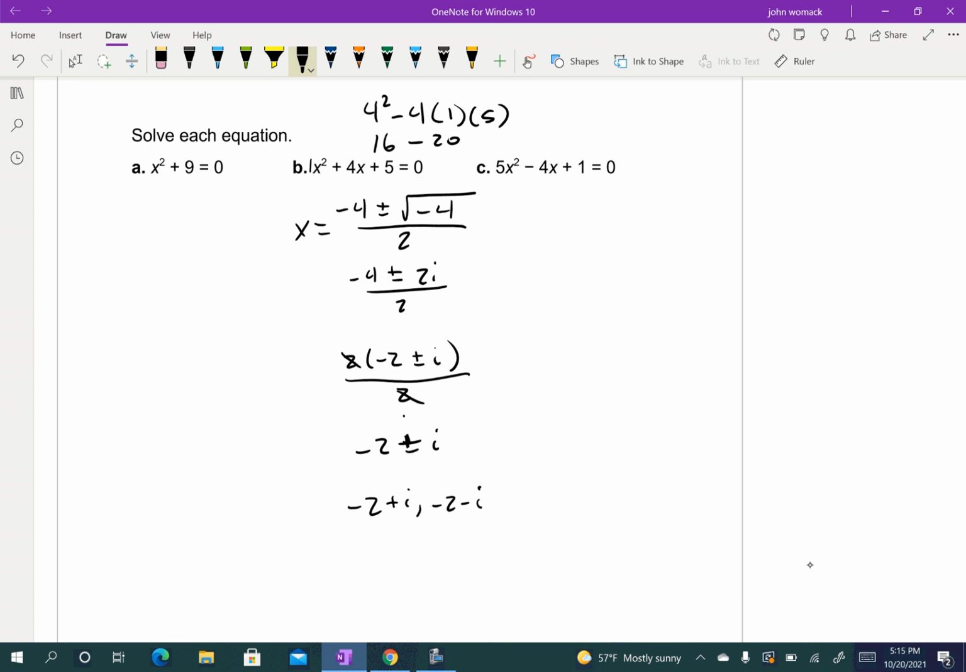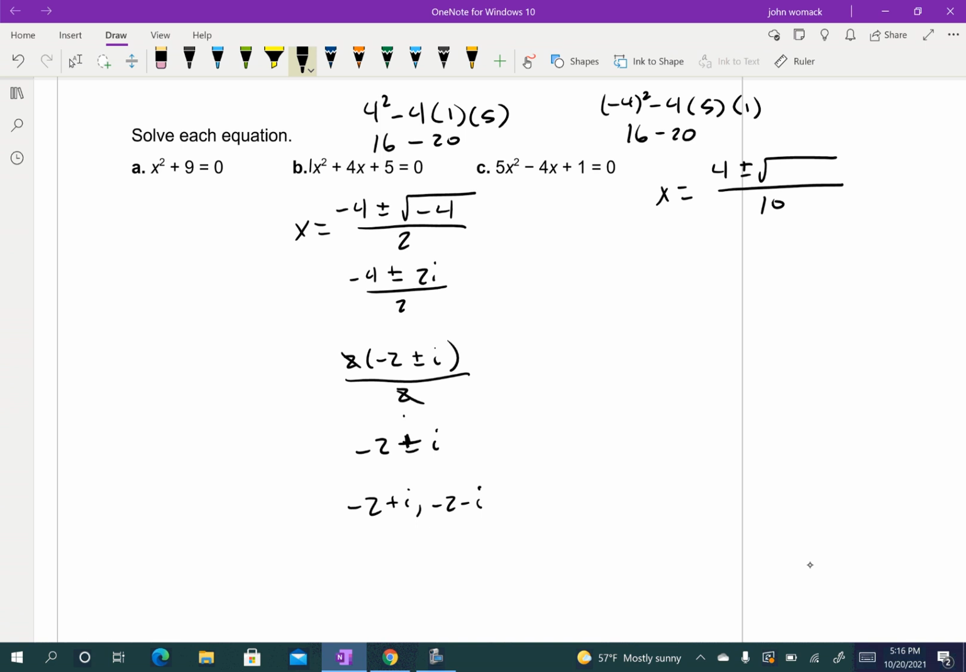Let's do this C right here. So again, quadratic formula. x equals negative b, so positive 4 plus or minus the square root of, all over 2 times 5 is 10. Right, this is the discriminant. Let's find it. So b squared, so negative 4 squared minus 4 times a times c. Well, that would be 16 minus 20. Oh, we've got the same thing, almost the same thing.